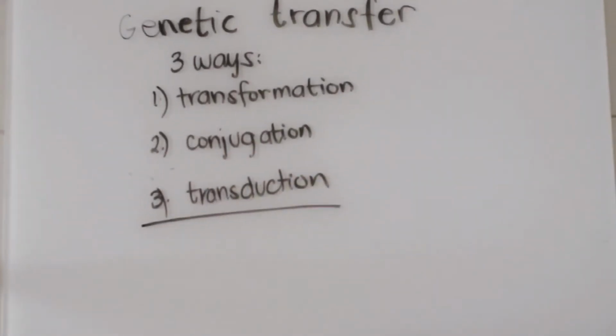Transduction is the transfer of genetic information from a donor to a recipient by way of a bacteriophage. Bacteriophages are viruses that infect bacterial cells and use them as hosts to make more viruses. Transduction can either be specialized or generalized transduction. But before we discuss that, you should first know the bacteriophage life cycle.